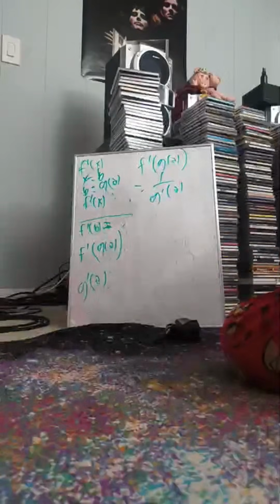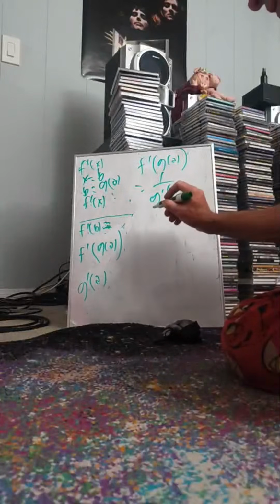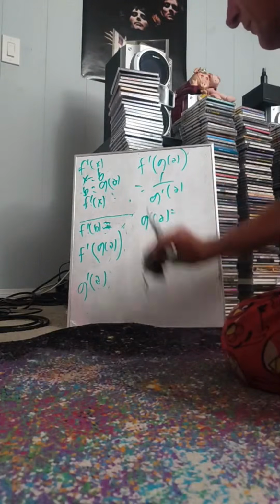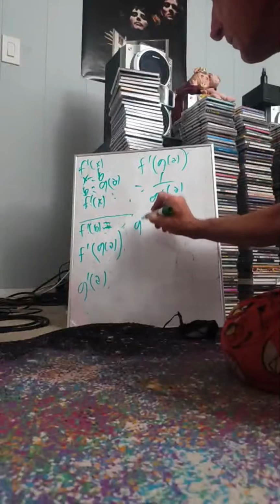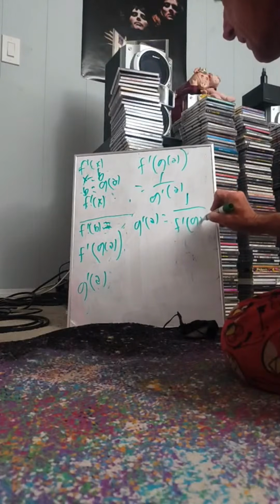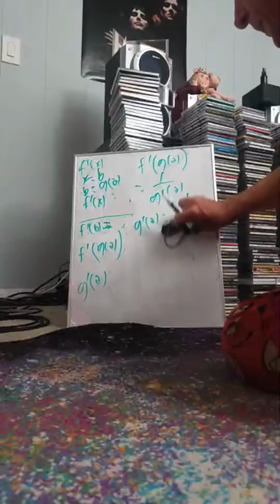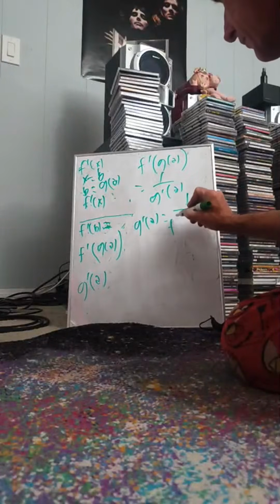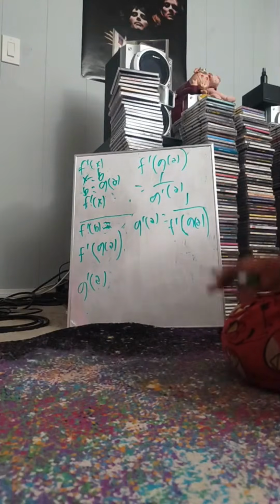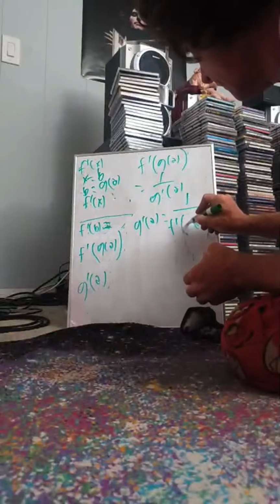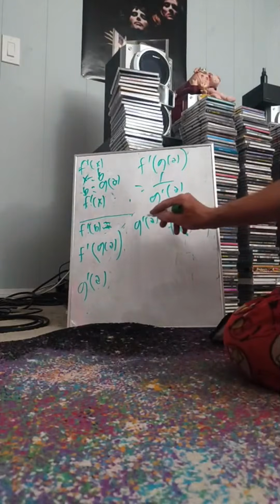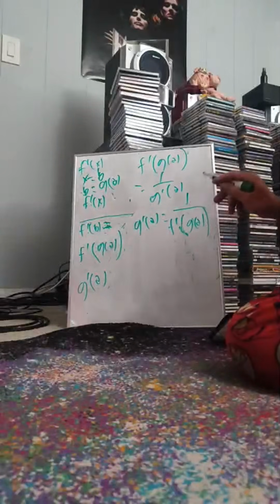Or let's even write it, which I can also write as g prime of a equals 1 over f prime of g of a. I'm running out of room again. So g prime of a equals 1 over f prime of g of a.